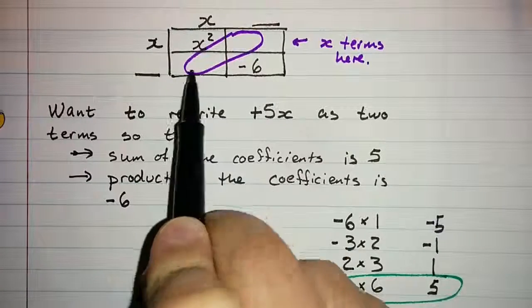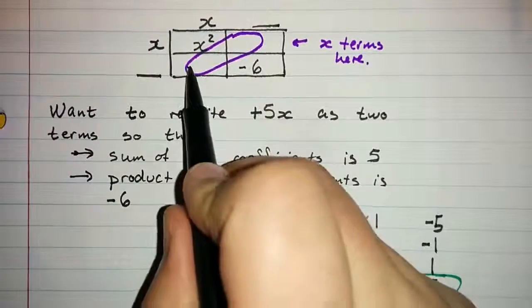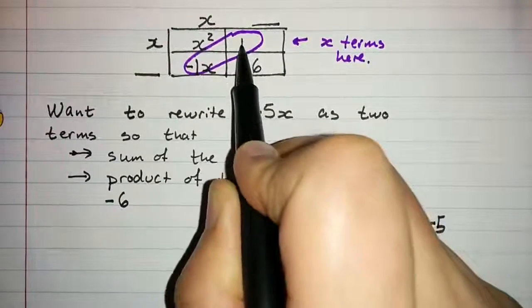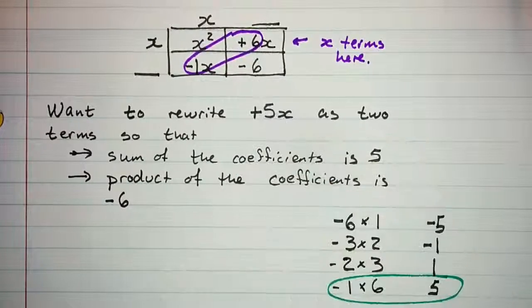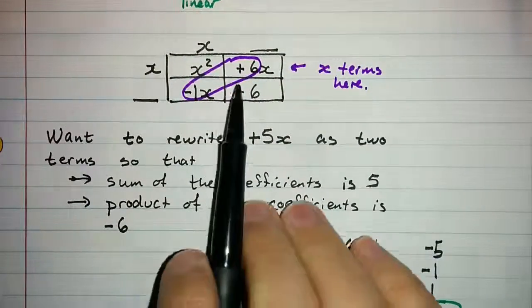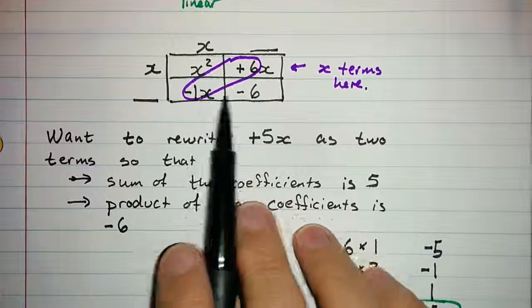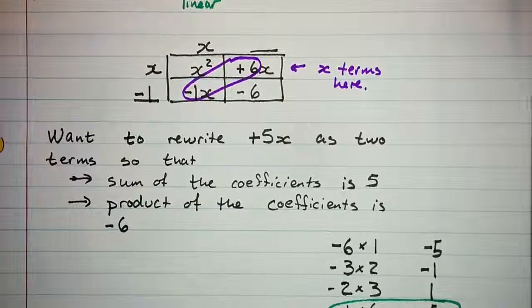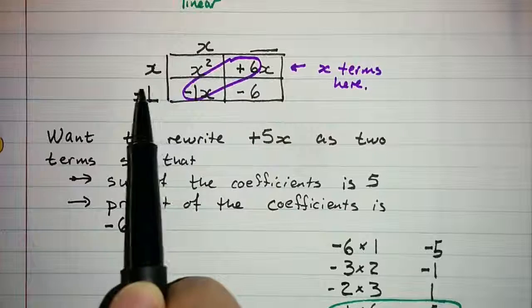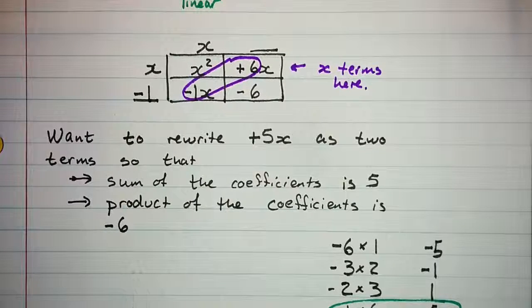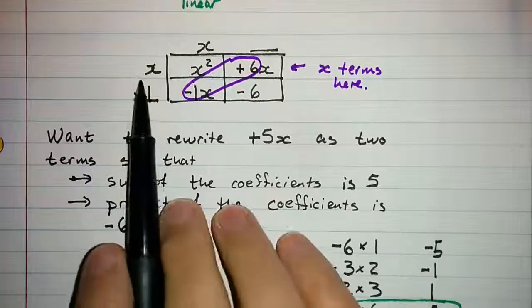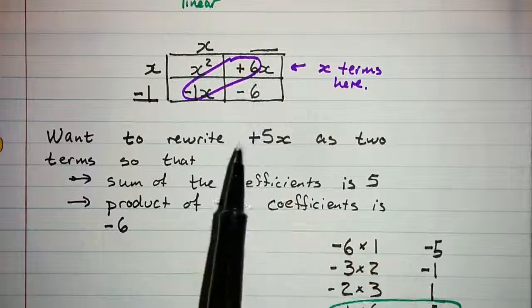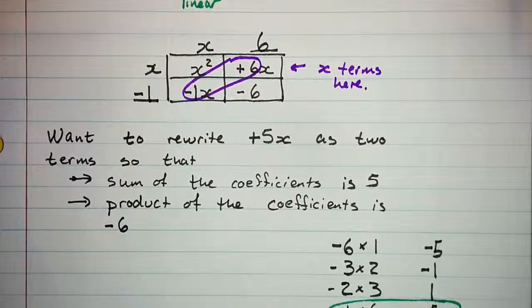So we'll have, it doesn't matter which order I write them in, -1x, +6x. And then, what will my greatest common factors be? In this row, I think my greatest common factor will be just -1, right? X times x is x squared, -1 times x is -1x. Pretty good. X times what is 6x? Well, x times 6 is 6x. Is it true that 6 times -1 is -6? Why, yes, it is.